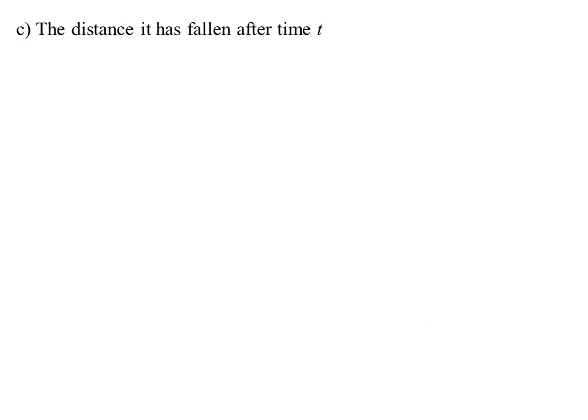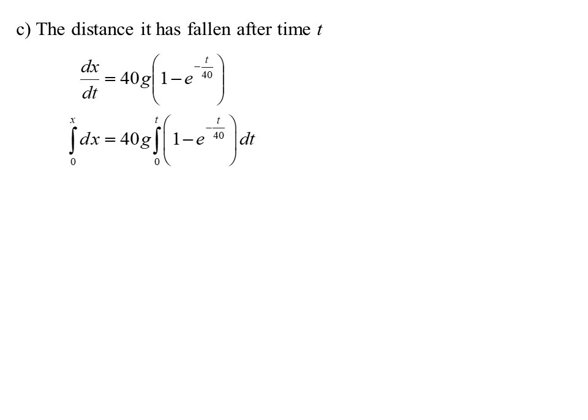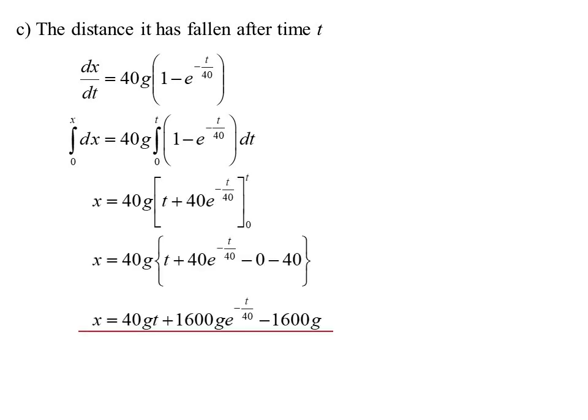How far has it fallen after t seconds? Well, velocity is dx by dt. So let's play with that equation. Separate the variables, integrate, substitute in. There it is. Displacement is 40gt plus 1600g e to the power of minus t on 40 minus 1600g.